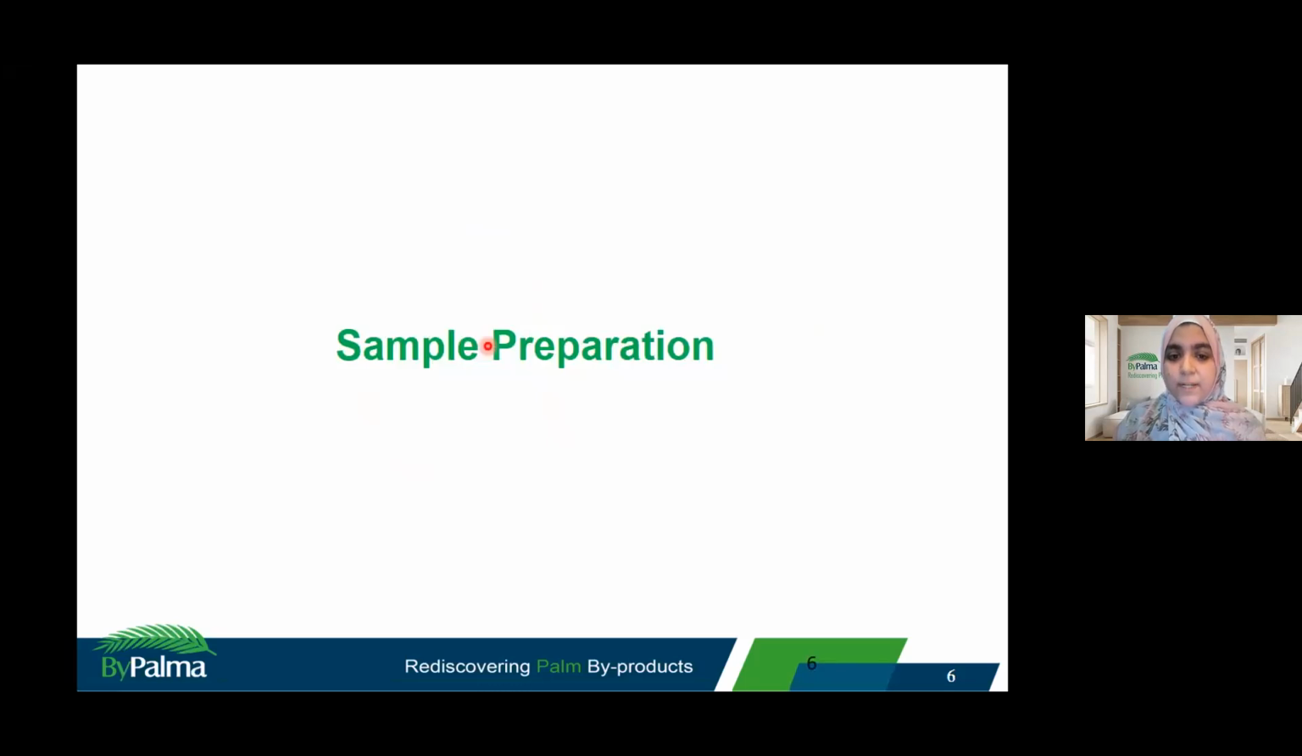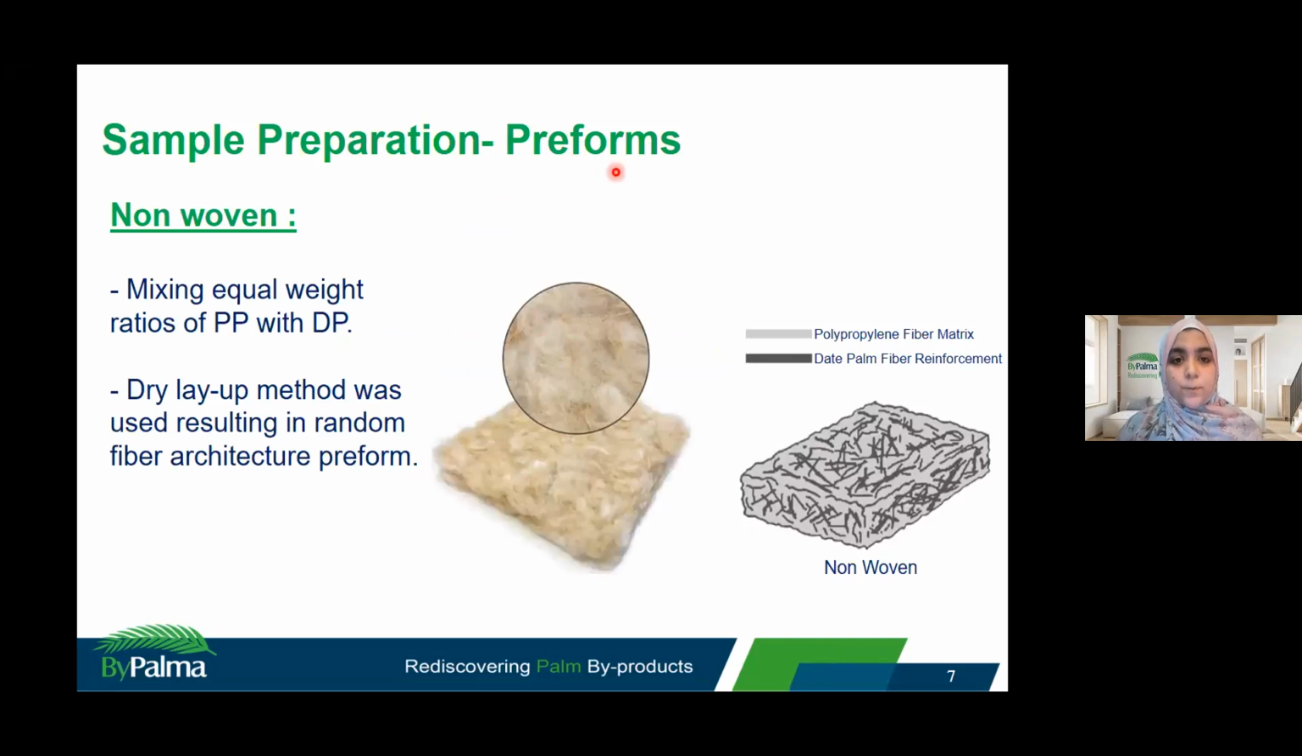For the sample preparation, we went through two tracks. The first track was for preparing the preforms of the three different fiber architectures. The first one was the non-woven. We prepared this non-woven by mixing equal weight ratios of polypropylene fiber with date palm fiber.